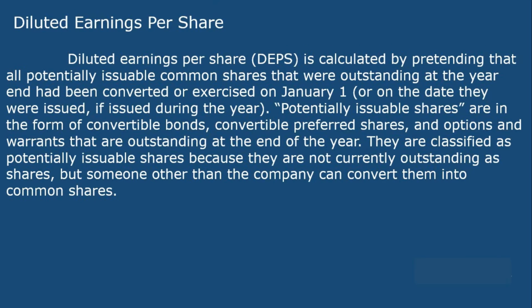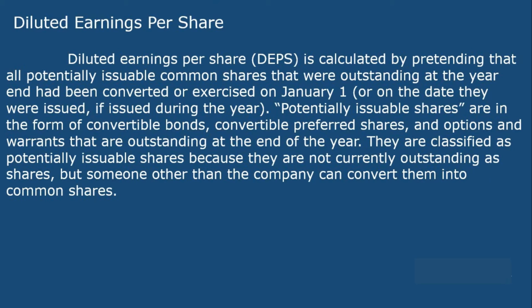Potentially issuable shares are in the form of convertible bonds, convertible preferred shares, and options and warrants that are outstanding at the end of the year. They are classified as potentially issuable shares because they are not currently outstanding as shares, but someone other than the company can convert them into common shares.